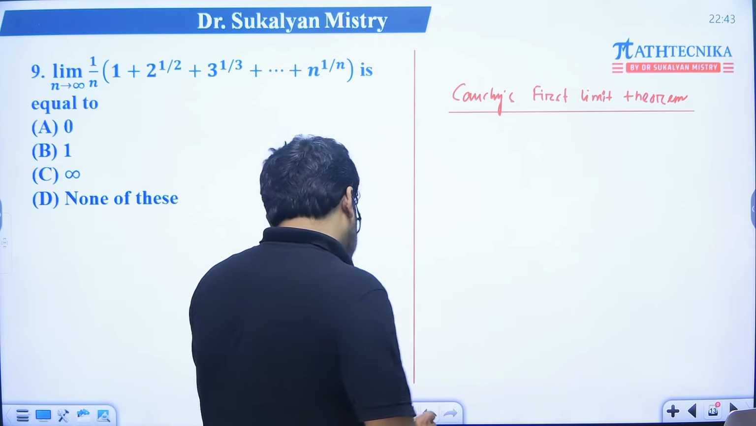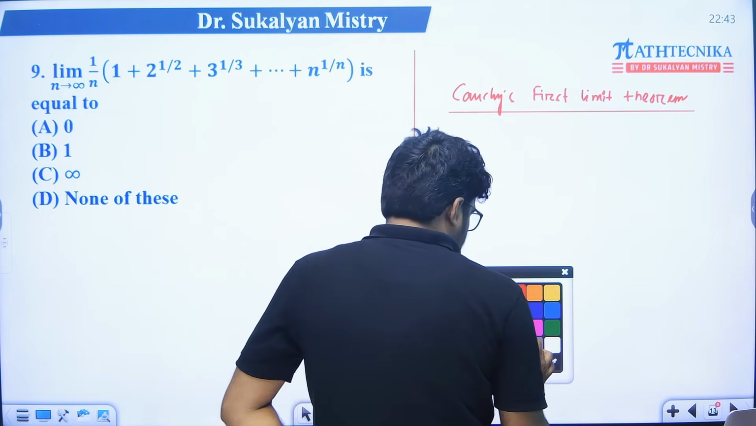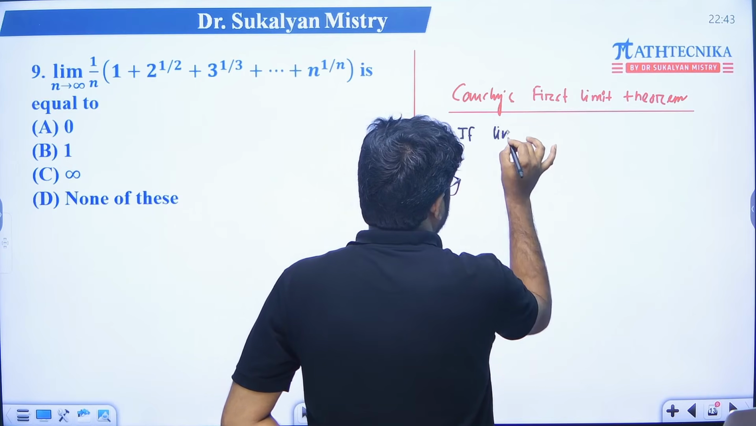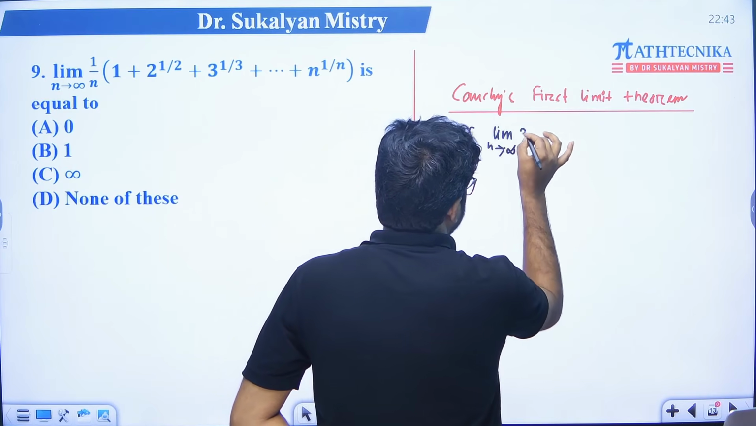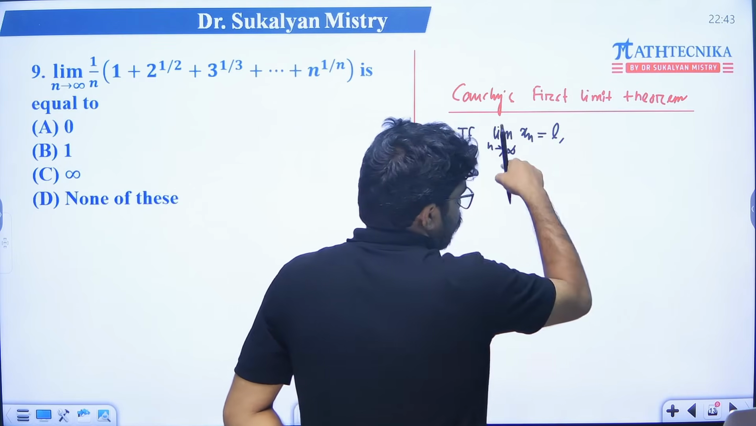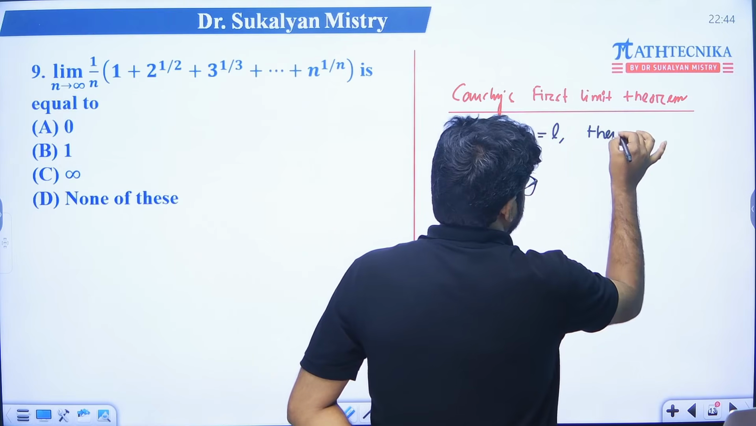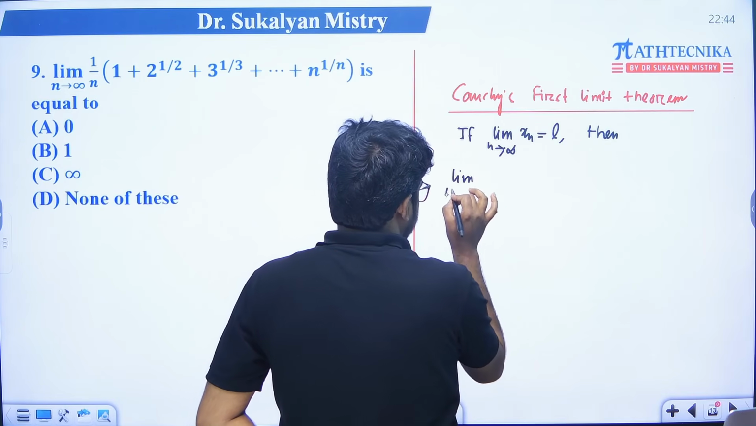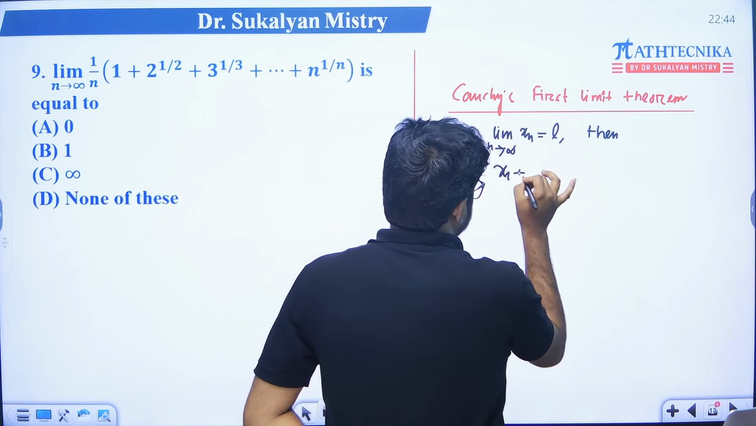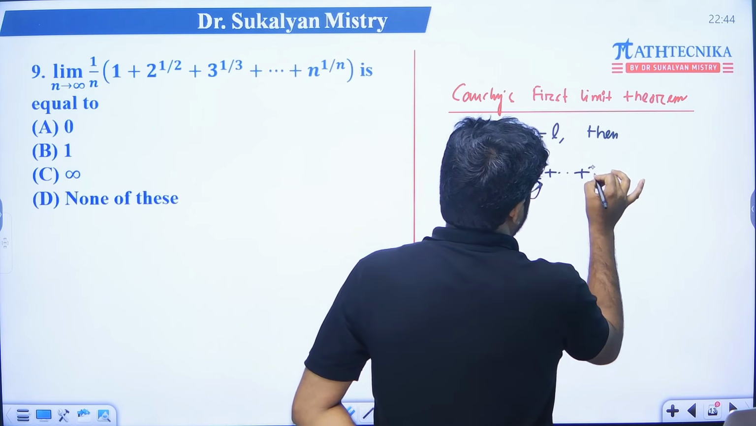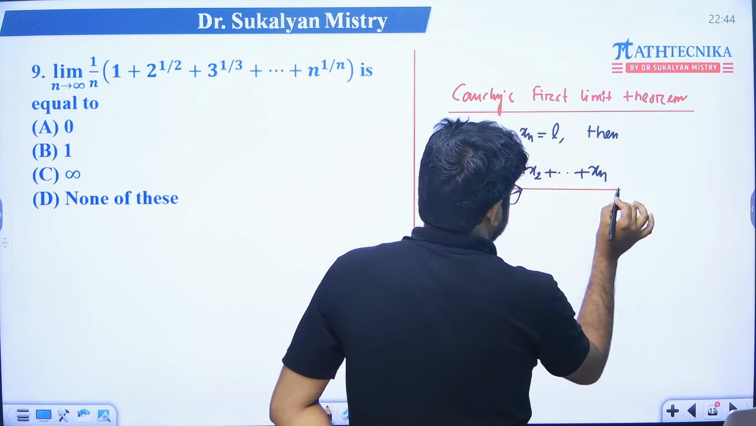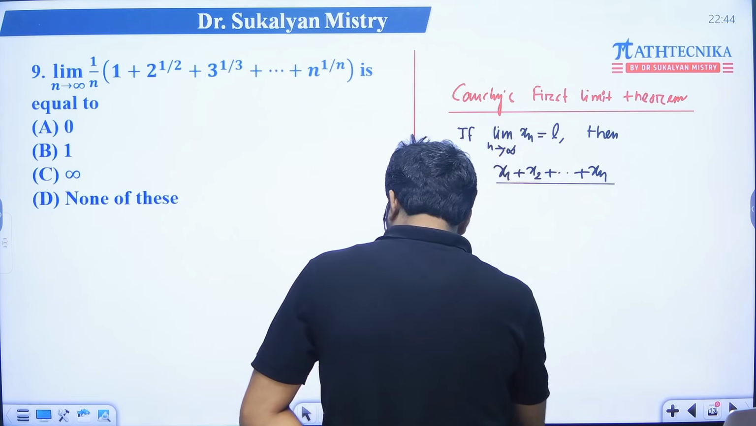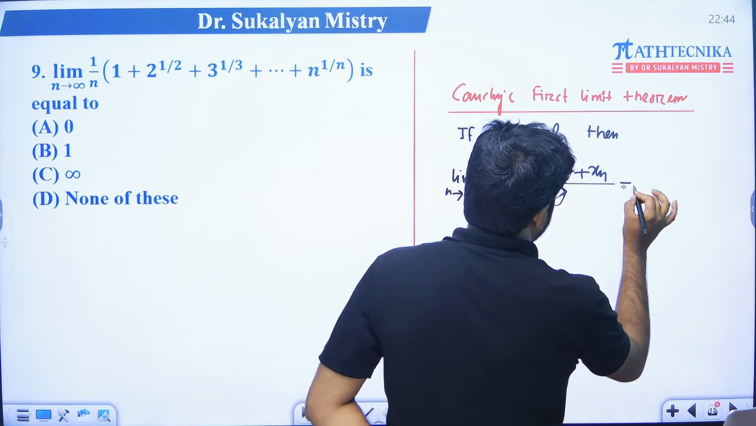Okay, so Cauchy's first limit theorem states that if a sequence Xn converges to L, that is, if the limit as n tends to infinity of Xn is equal to L, then the arithmetic mean of n terms, that is (x1 plus x2 plus dot dot dot plus xn) divided by n, also converges to the same limit L.